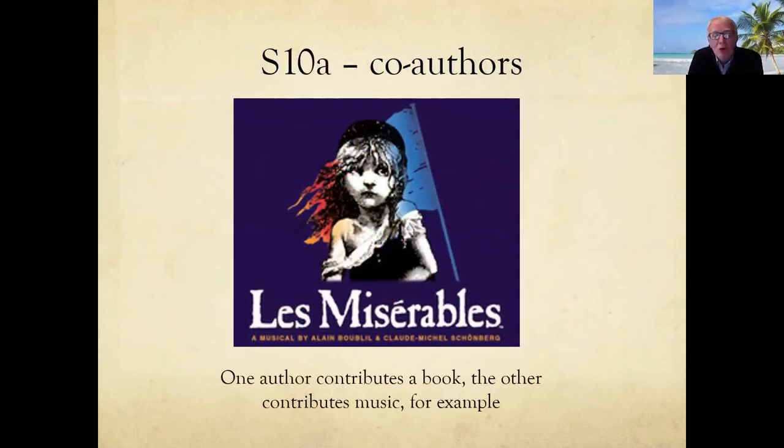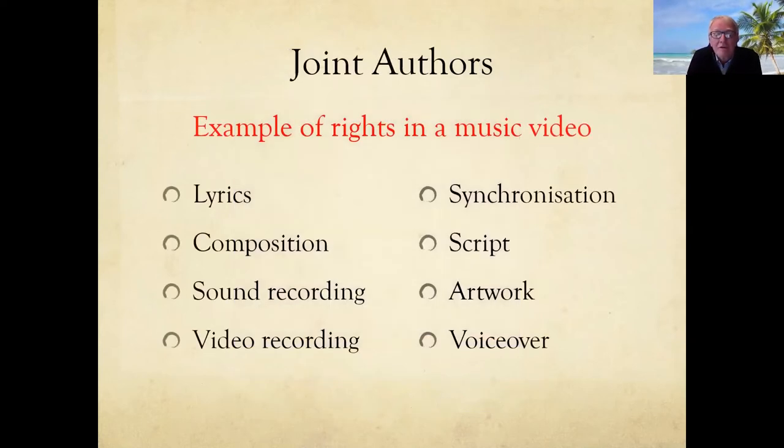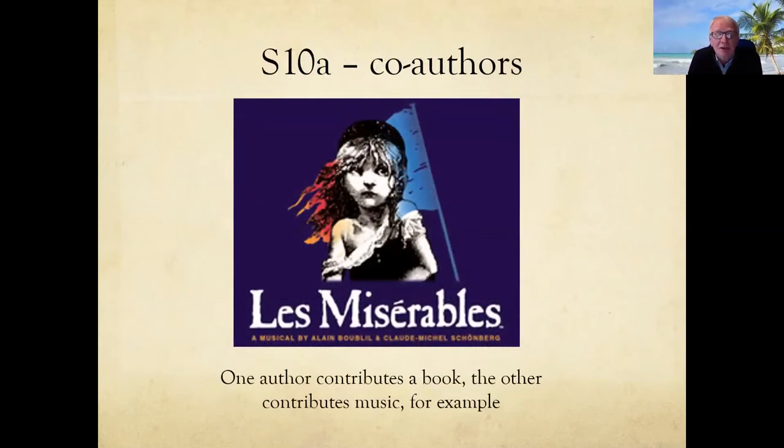We're now into co-authors. Again, is there a big difference between this and joint authors? So the example I've chosen there is Les Mis, where Victor Hugo contributed the book, and the other people there, Alain Boublil and Claude-Michel Schönberg, contributed the music, and the two were brought together as separate works to create Les Misérables.